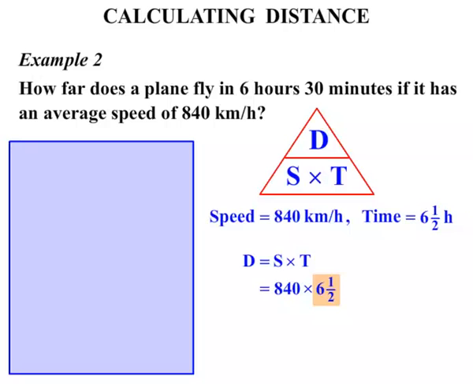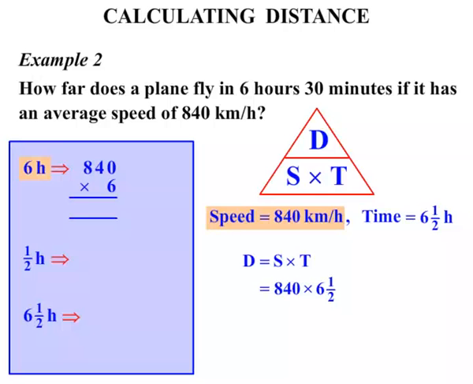The 6.5 hours, we're going to think 6 hours firstly, and then that extra half hour. And altogether we'll have 6.5 hours travelled. So let's do the 6 hours firstly. The speed is 840 kilometers every hour. That's per hour. So we'll have 840 times 6. We multiply them out. So here we go. 6 times 0 is 0. 6 times 4 is 24. Put the 4 down, carry the 2. 6 times 8 is 48 plus 2 is 50. Okay, so that's the distance in 6 hours.